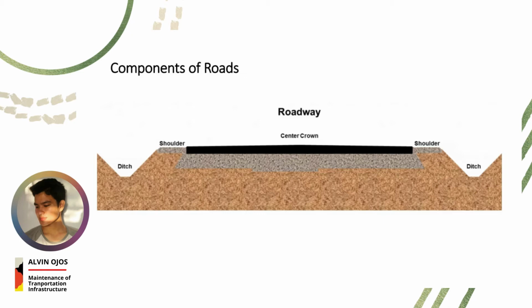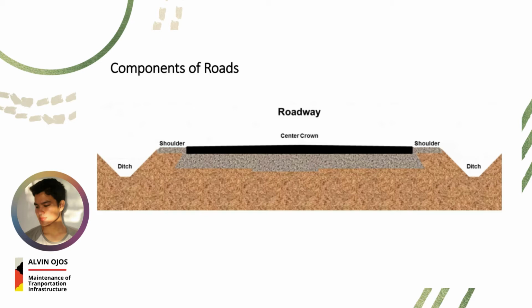We have the center crown, the shoulder, and the ditch. The center crown is a part of the roadway shape in which the center of the road, if you haven't noticed, is slightly higher than the outer edges of the surface. It is to provide drainage of water from the center of the road surface to the ditches.